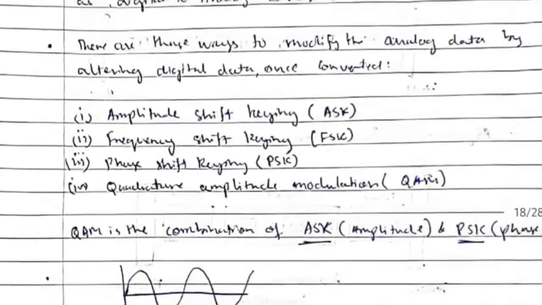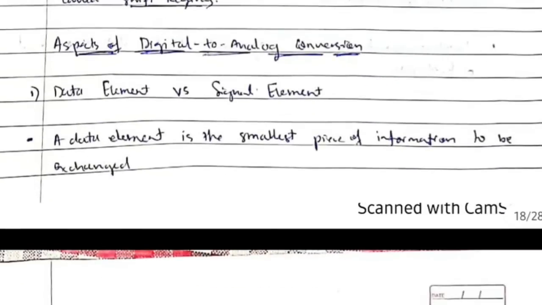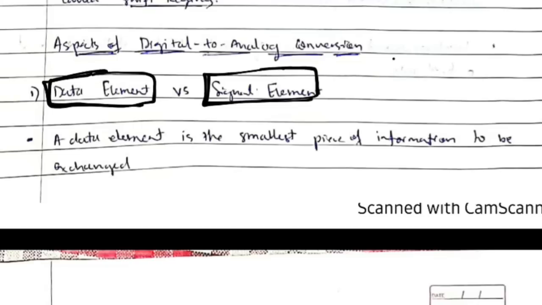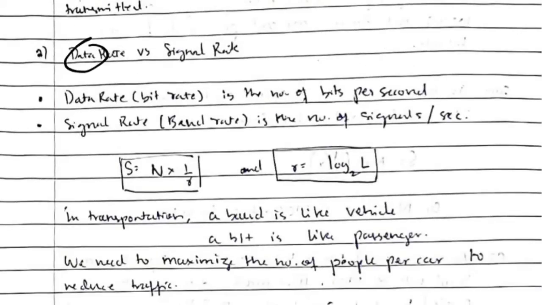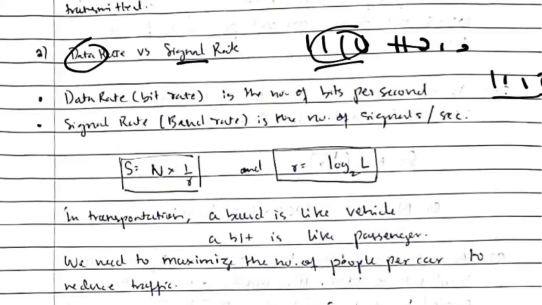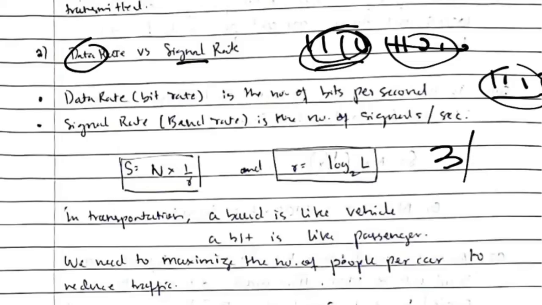Before that we need to recap what we learned earlier: the difference between data element and signal element. Suppose this is the data which is given to us. The single bit is known as a data element and the group of data is known as a signal element. Data rate means how much data is sent per second. Signal rate means how many signals are sent. Suppose we have many groups of data here. If 3 signals are sent, 1 2 3, then the signal rate will be 3 signals per second.